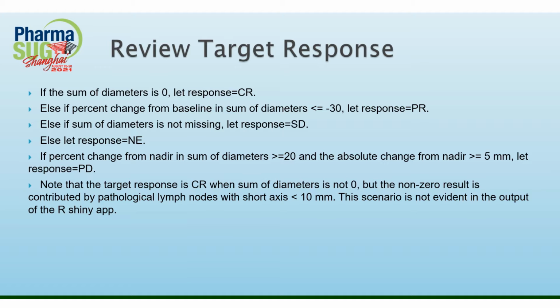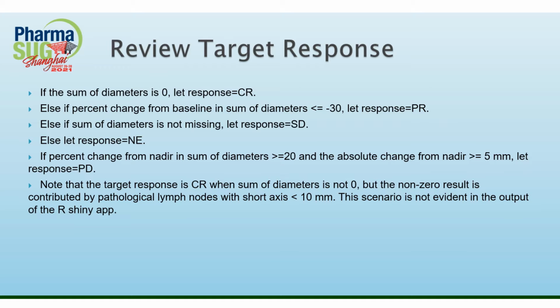The next rule is about PD. This rule is going to override the results we derived from the first four rules. It says if the percent change from nadir in sum of diameters is greater than or equal to 20, and the absolute change from nadir is greater than or equal to 5 millimeters, the response is PD. To verify this criterion, we're going to do two line plots. One is for the percent change from nadir in sum of diameters. The other one is the absolute change from nadir in sum of diameters. So in total, we're going to have 4 line plots in the R-Shiny app.